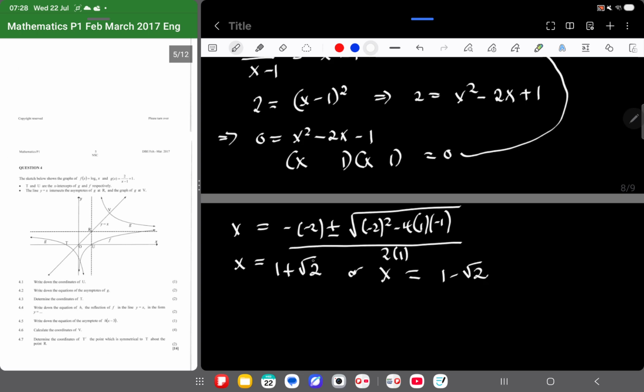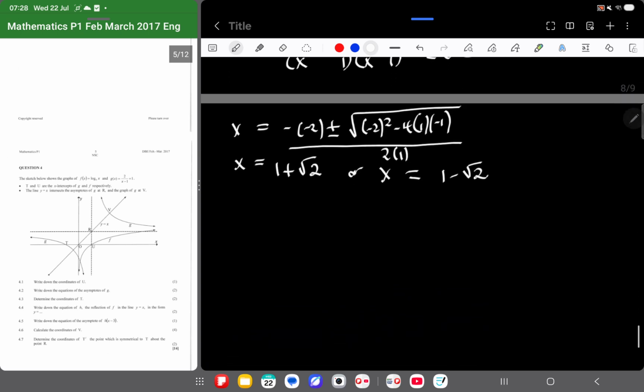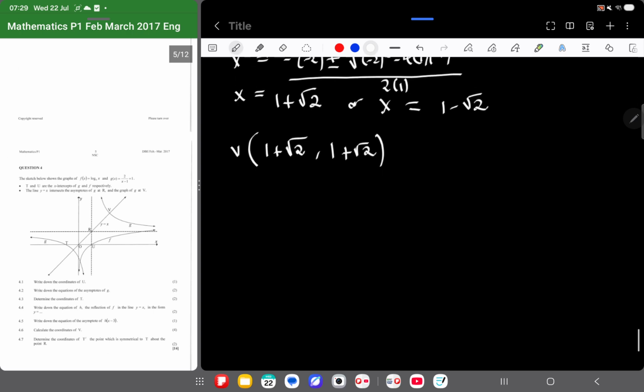So clearly V's x coordinate is this one. We substitute that one into the equation y equals x, and then we get the coordinates of V are 1 plus square root of 2 comma 1 plus square root of 2. Those are the coordinates of V.